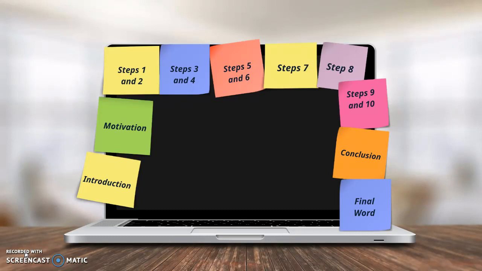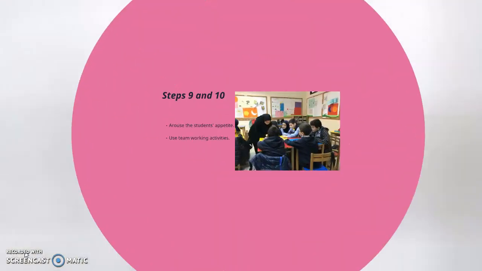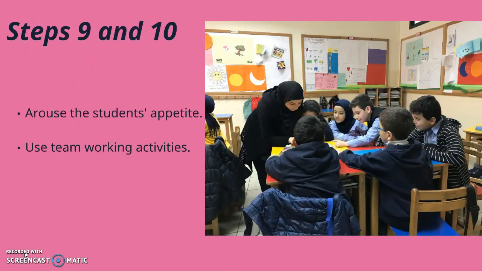Finally, let's go to steps 9 and 10. Step 9. Arouse the student's appetite. Use reinforcers early in the learning sequence in the same way that you plan to use them later in the sequence. This procedure gives incentive value that can influence performance.